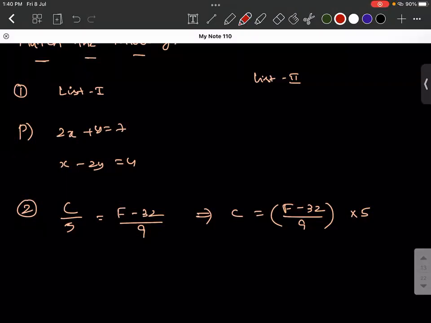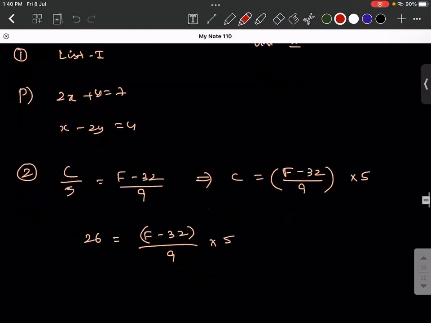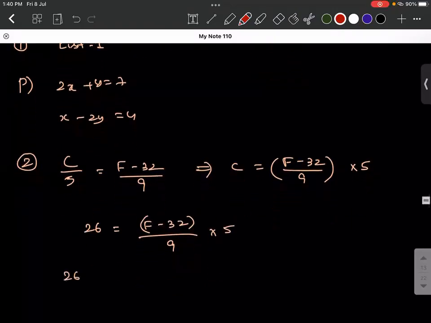26 degrees in Fahrenheit is how many degrees in Celsius? Sorry, 26 degrees in Celsius is how many in Fahrenheit? So if I put 26 here, 26 is equal to (F minus 32) divided by 9 into 5. Cross multiply. 26 into 9 by 5 plus 32 is how much? Yes, that F is what you need to find. Can you find it out?